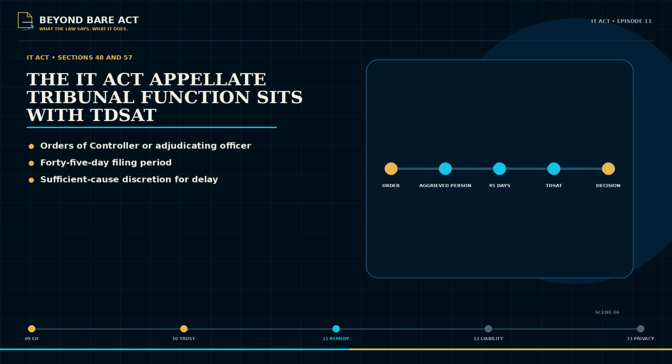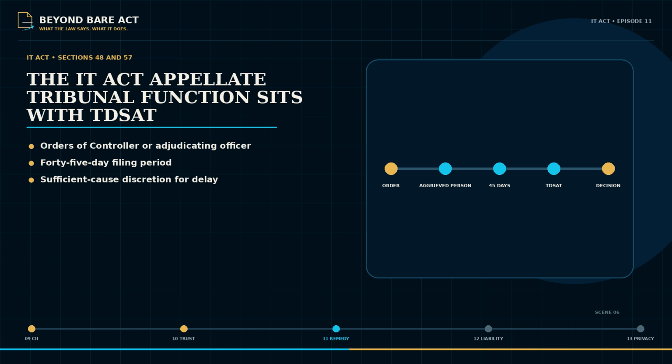Section 57 allows a person aggrieved by an order of the controller or an adjudicating officer to appeal to the appellate tribunal having jurisdiction. The ordinary filing period is 45 days from receipt of the order, in the prescribed form and with the prescribed fee. The tribunal may entertain a later appeal if sufficient cause prevented timely filing. That discretion is not a reason to let the deadline pass casually. Record the date of receipt, obtain the complete order, and start the limitation analysis immediately.